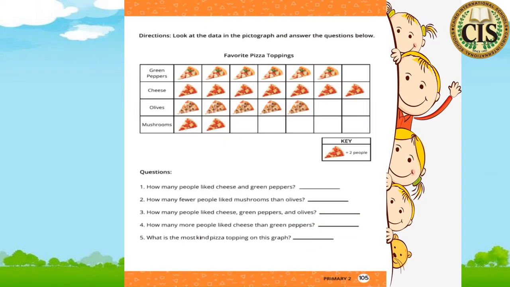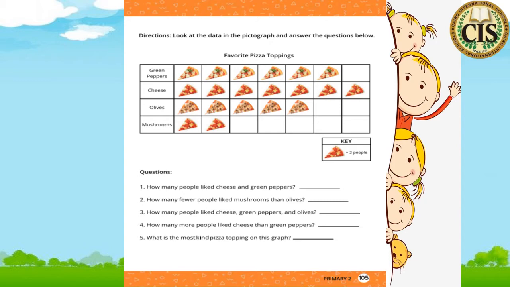Lesson 111, the second part, is about pictographs. Do you remember pictograph? We convert pictures to graph. Okay? The pictograph here has a title, which is favorite pizza toppings, and has a key. Do you remember the key? The key tells me what each picture on the graph represents. Each pizza slice equals 2 people.